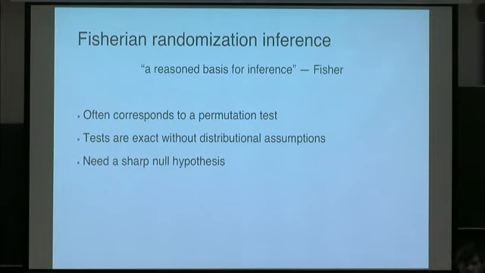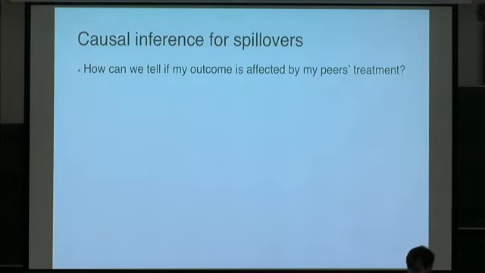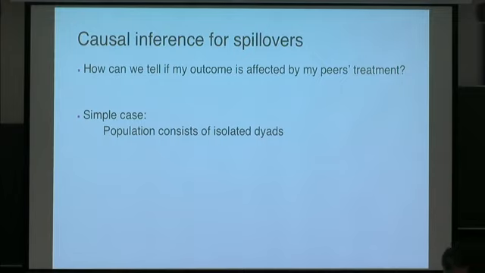And this is going to be important for the context of detecting spillovers in networks. So causal inference for spillovers: we want to tell if my outcome is affected by my peers' treatments. And so a simple case here can help reason about this a little bit. Think if our population consists of isolated dyads. So we have a network that has n over 2 connected components. So then we can think about whether the outcome of one member of a dyad depends on the treatment of the other member of the dyad. Right? So that's pretty simple.